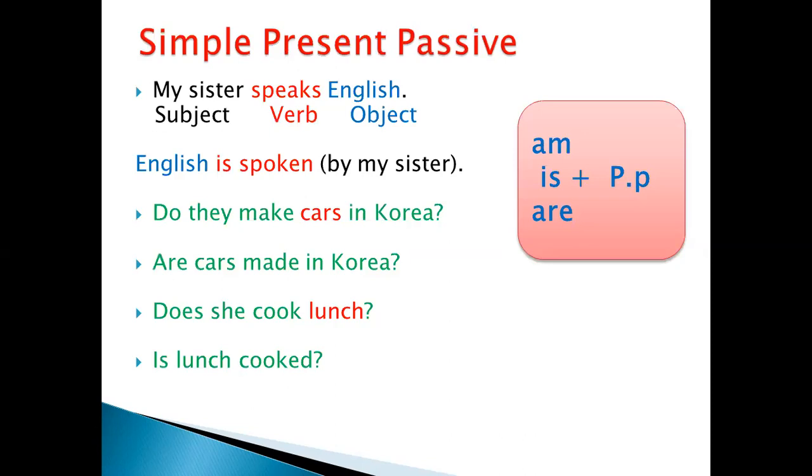Step number two, take the object of the active sentence and put it at the beginning. Again, take the object and make it the first word in the new sentence. As you see, my sister speaks English, so we took English and put it here to be the first word. So again, step number one, where is the subject? Where is the verb? Where is the object? Step number two, take the object and put it as the first word, as a new subject.